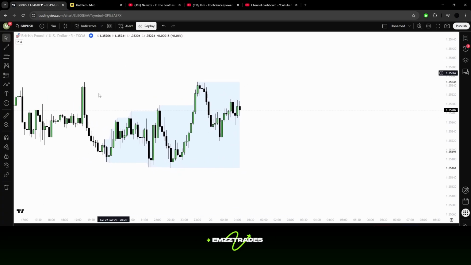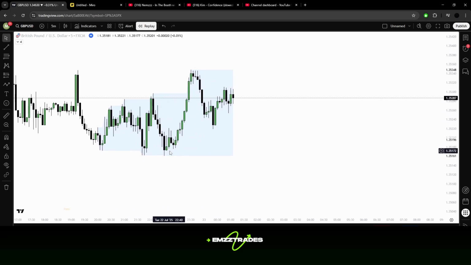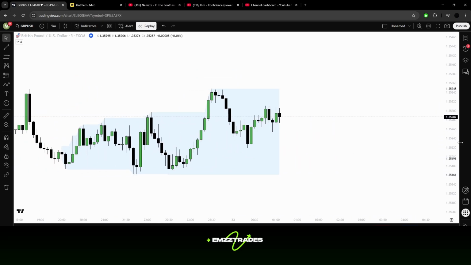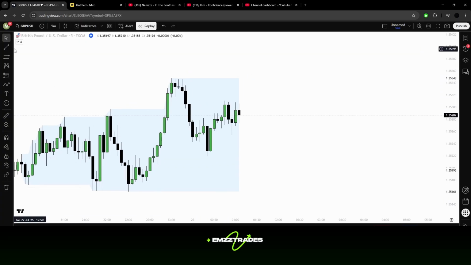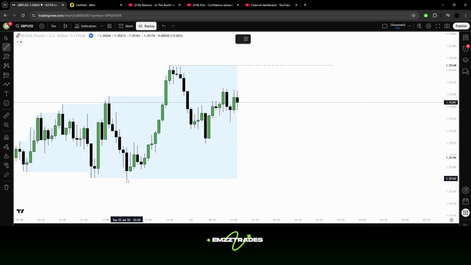As you can see, I have an indicator showing me what Asian session is right here. This is Asian session right there in the blue area. What I need to do now is mark out the highs and the lows of Asian session. As you can see, this is the highest point right here, and this is the lowest point of Asian session around here.